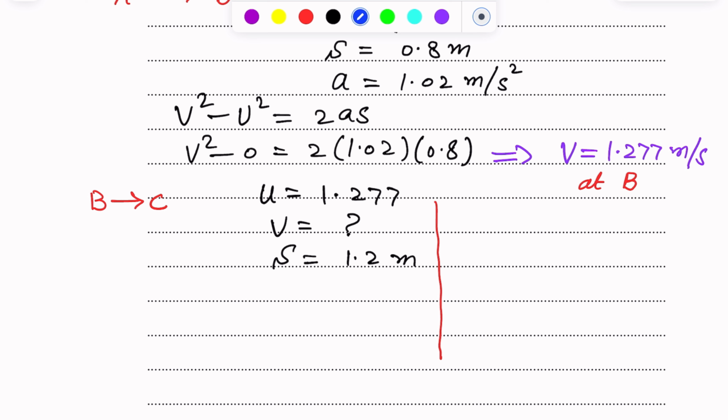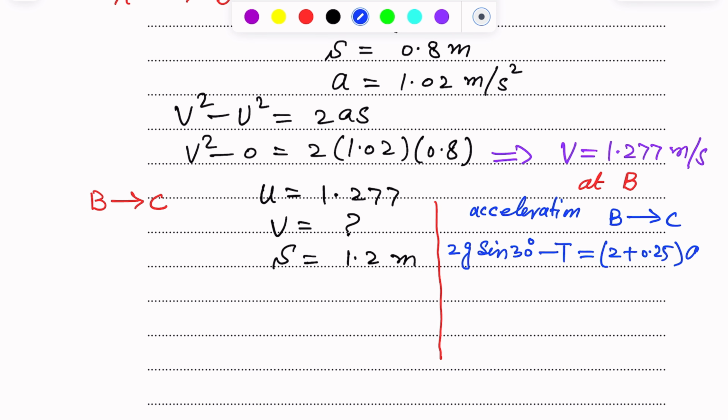2g acceleration from B to C. Equation of motion will be 2g sine 30 degree, that is a component of weight acting along the plane downward, minus T, direction of tension upward to the pulley, is equal to ma. M is total mass of particle P and Q, 2 plus 0.25 a. From here we will find the value of acceleration.